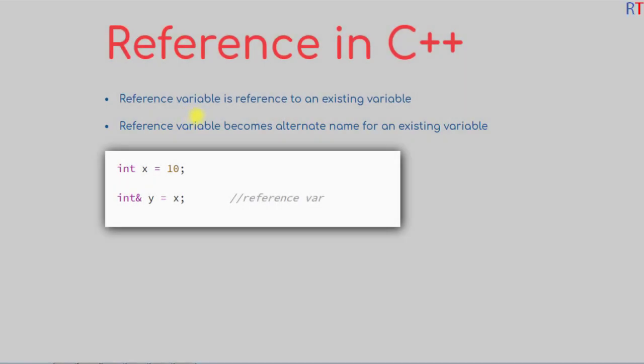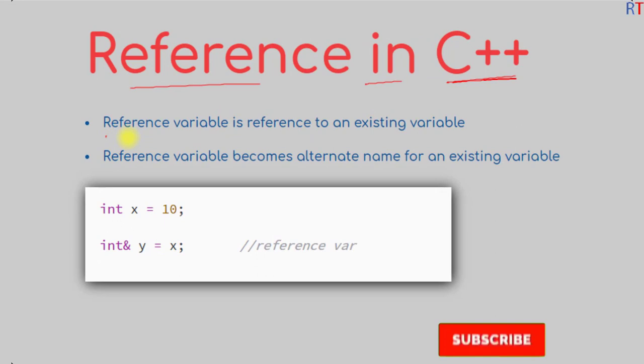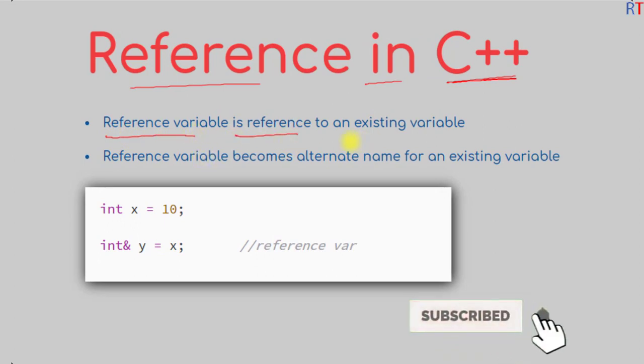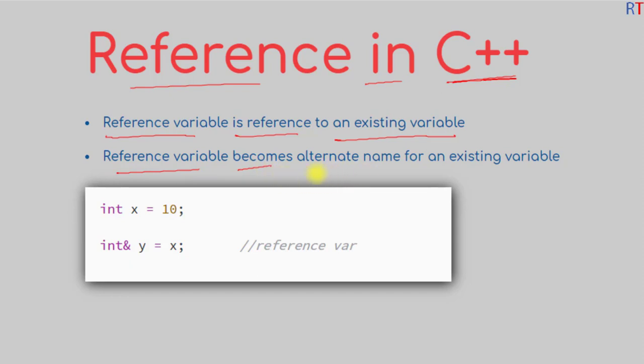Hey, what's up guys? In this video we're going to talk about reference in C++ programming. A reference variable is a reference to an existing variable, and the reference variable becomes an alternate name for an existing variable.